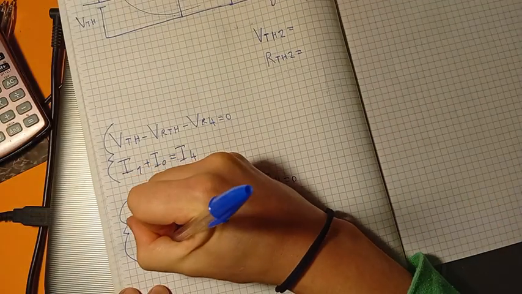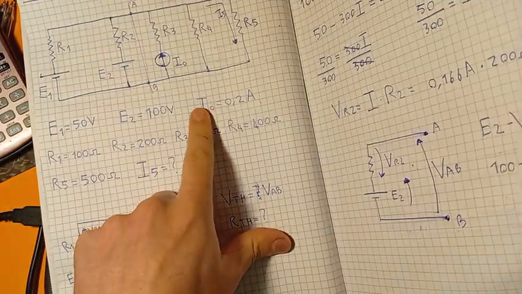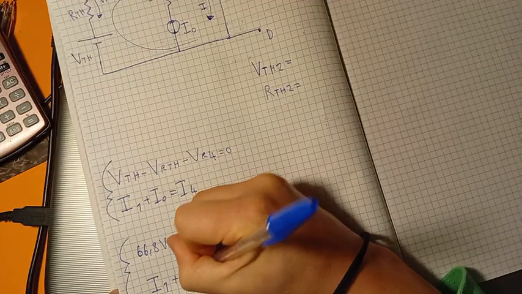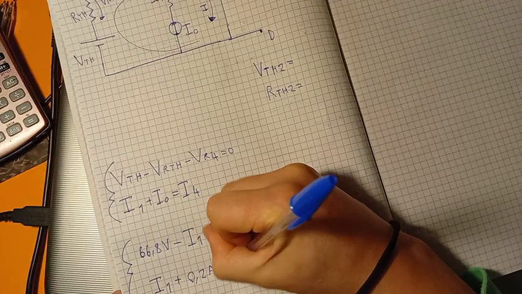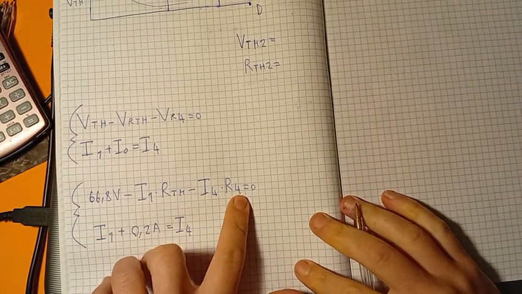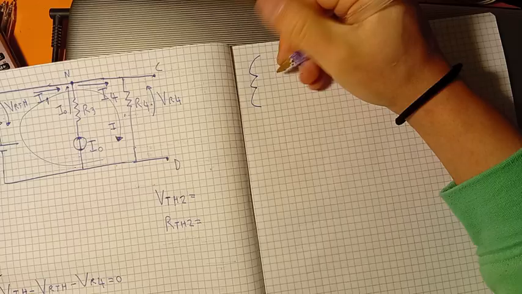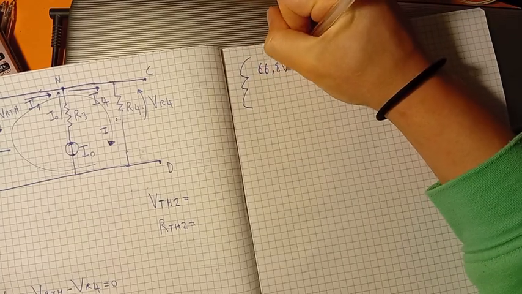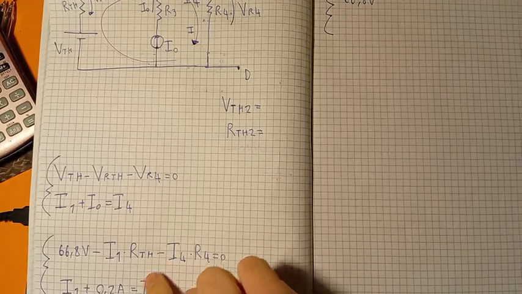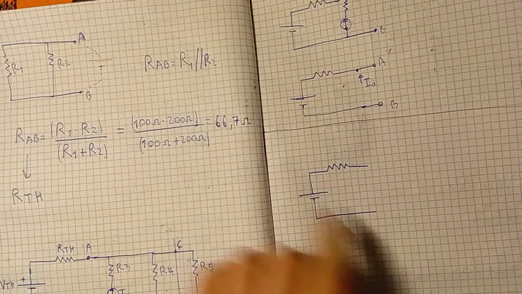Okay, so let's write I0. How much is it? 0.2. Okay, now we can keep improving this equation, writing the value of this and this, because we know this and this. Okay, let's do it. 66.8 volt minus, how much is RTH? The first RTH, where is it? It's here. It's 66.7.